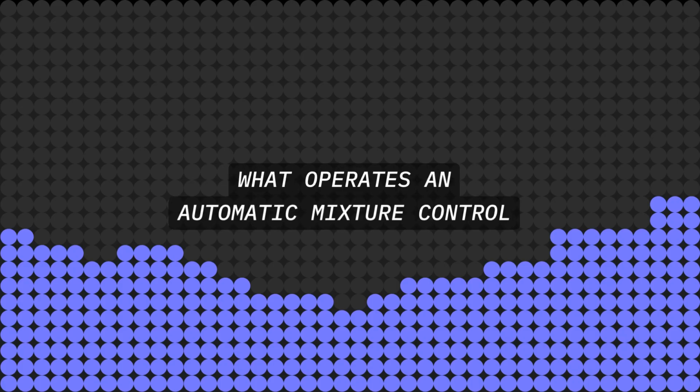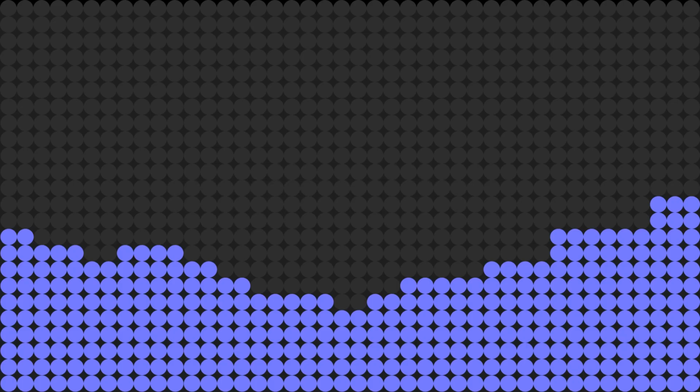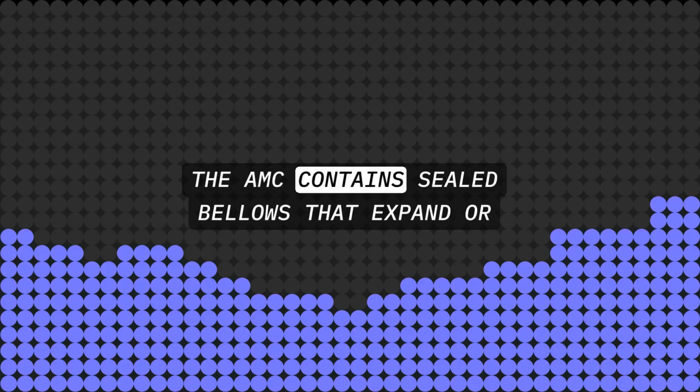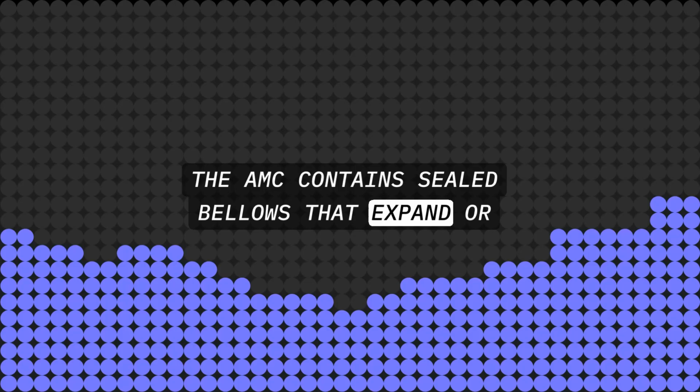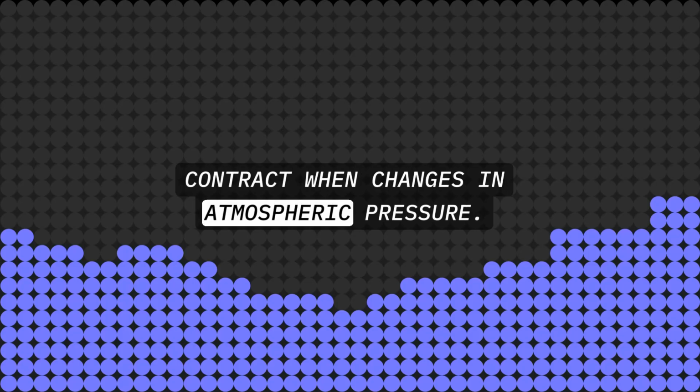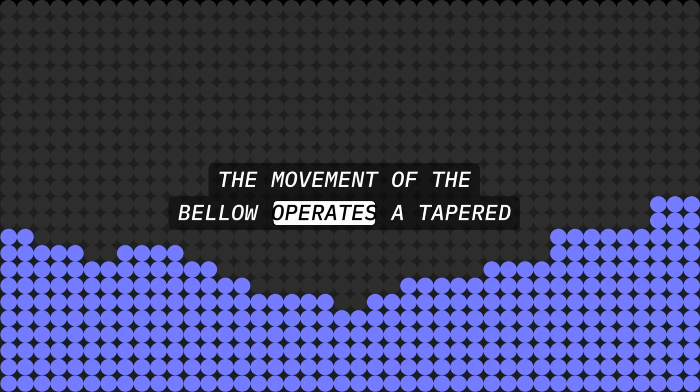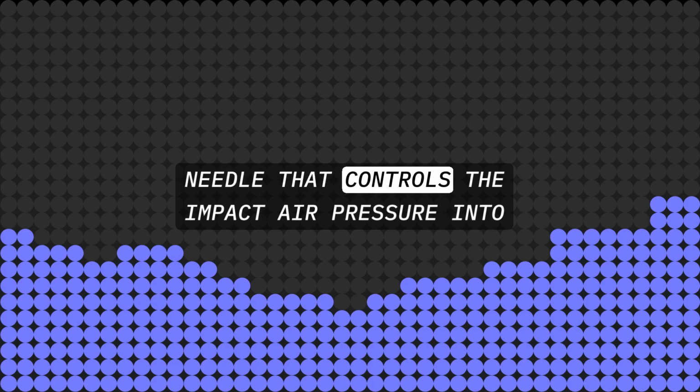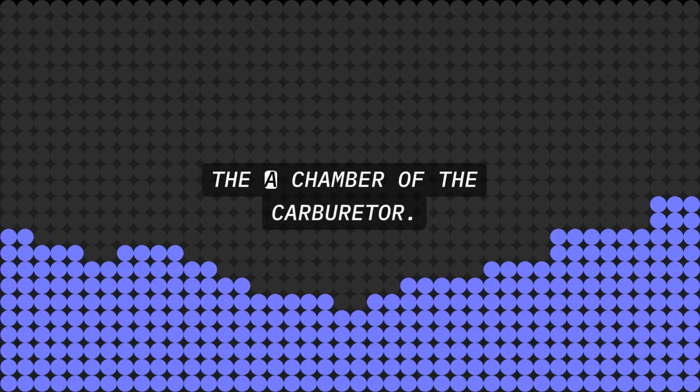What operates an automatic mixture control on a pressure carburetor? The AMC contains sealed bellows that expand or contract with changes in atmospheric pressure. The movement of the bellows operates a tapered needle that controls the impact air pressure into the A chamber of the carburetor.